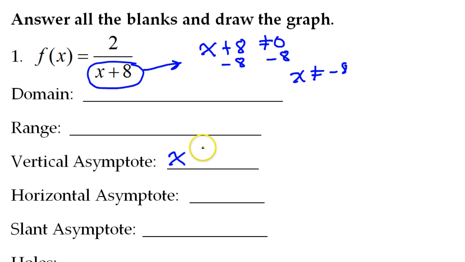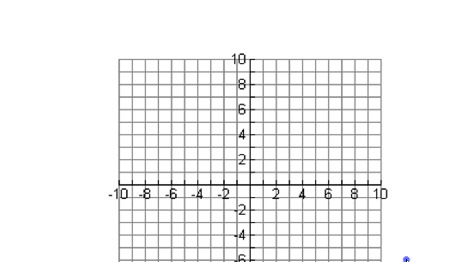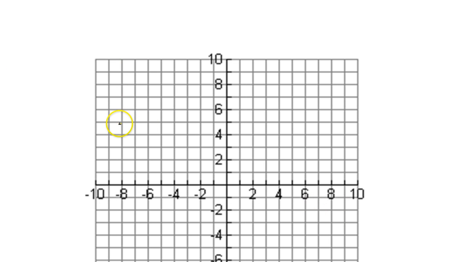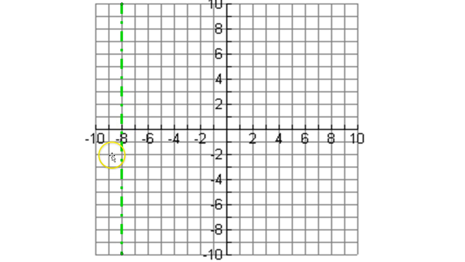I guess we should go ahead and we won't put x cannot equal negative 8. For the vertical asymptote, we'll just say the vertical asymptote is x equals negative 8. Alright, which by the way is a vertical line at negative 8. Alright, so there it is.